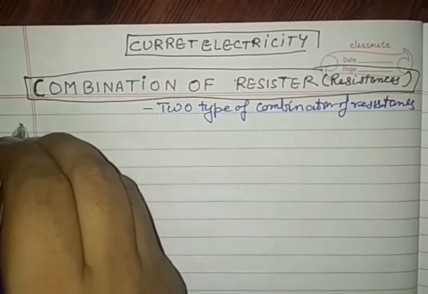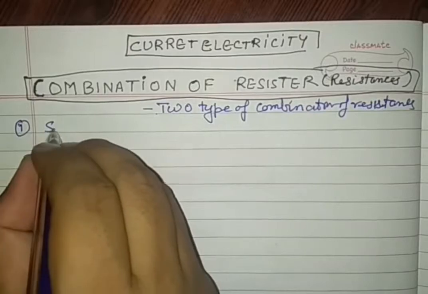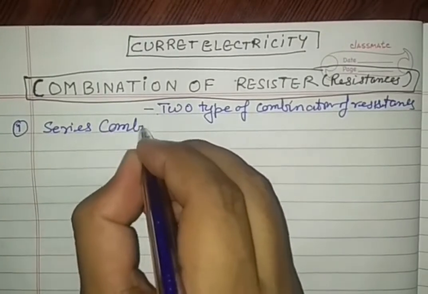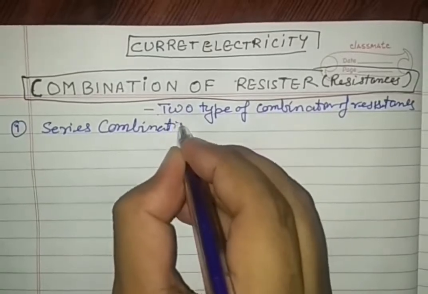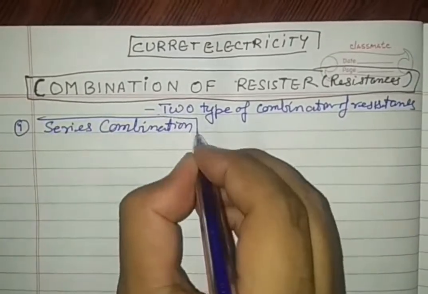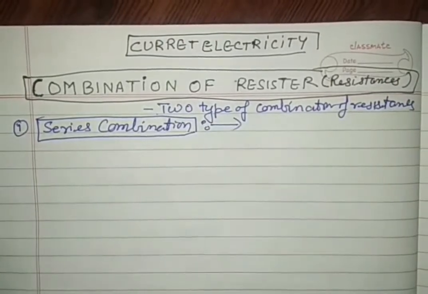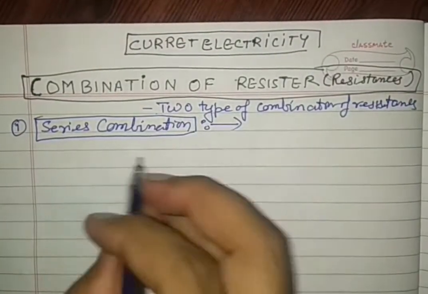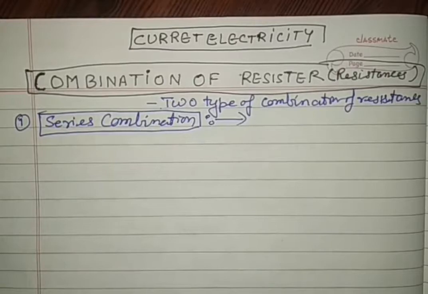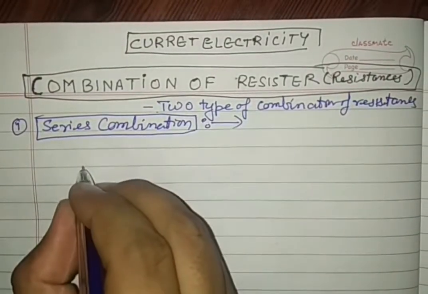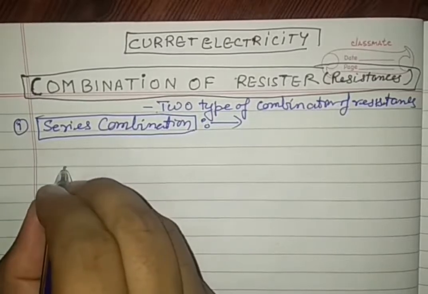So first we are going to see the series combination. Series combination of resistances we are going to look at. See what a series combination is. I am going to explain the series combination with this diagram. See in this diagram and listen to the words very carefully.